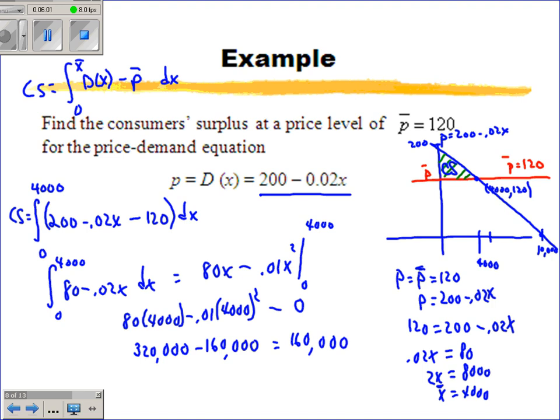So if you think of this as just an area between two functions, it's a real simple integral to set up. You don't even have to memorize a formula.